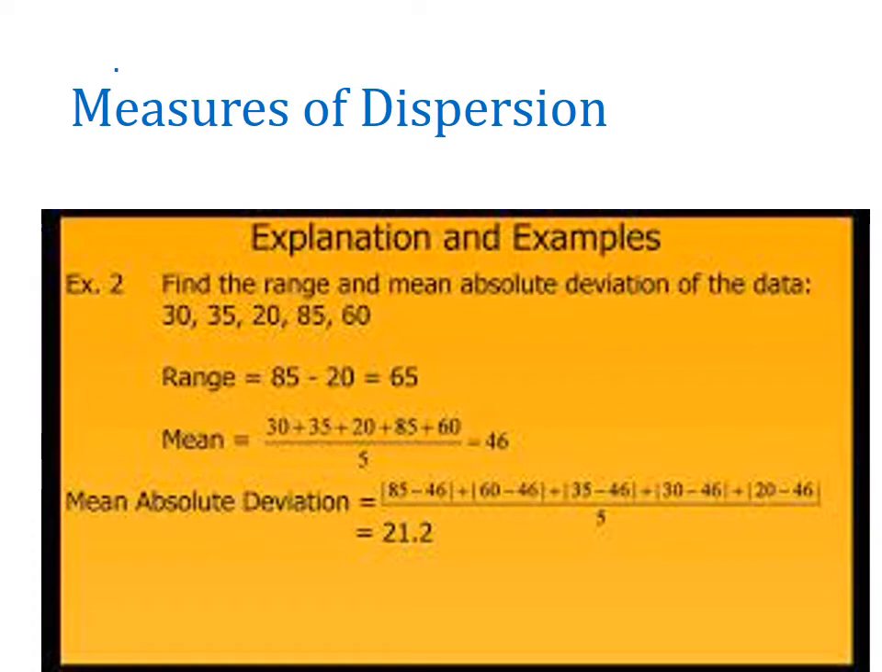How can we measure dispersion? We can explain dispersion here with examples. Example 1 we have discussed with regard to how we measure the center of tendency. In example 2, I will try to explain the measures of dispersion. Find the range and mean absolute deviation of the data: 30, 35, 20, 85 and 60. For the range, the highest value is 85 and the lowest value is 20. That is called the range, which we have already discussed.